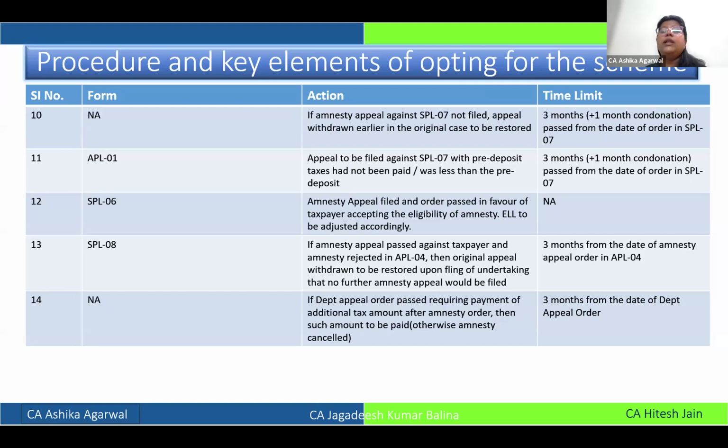Now, this benefit is only and only for interest and penalty. Late fee and redemption fine will not be applicable, and tax, you have to pay 100%. While making the scheme application, you have to attach the payment details, and you have to attach the withdrawal order or withdrawal application if it is against an order and you have filed an appeal.